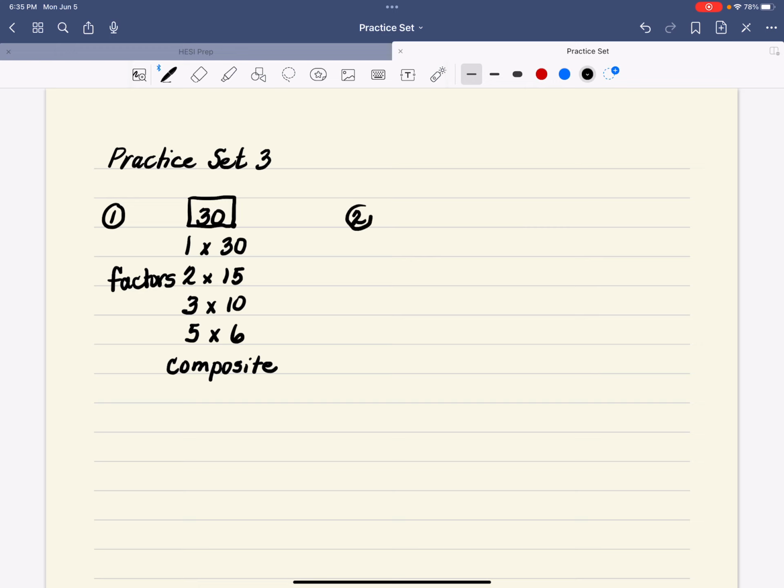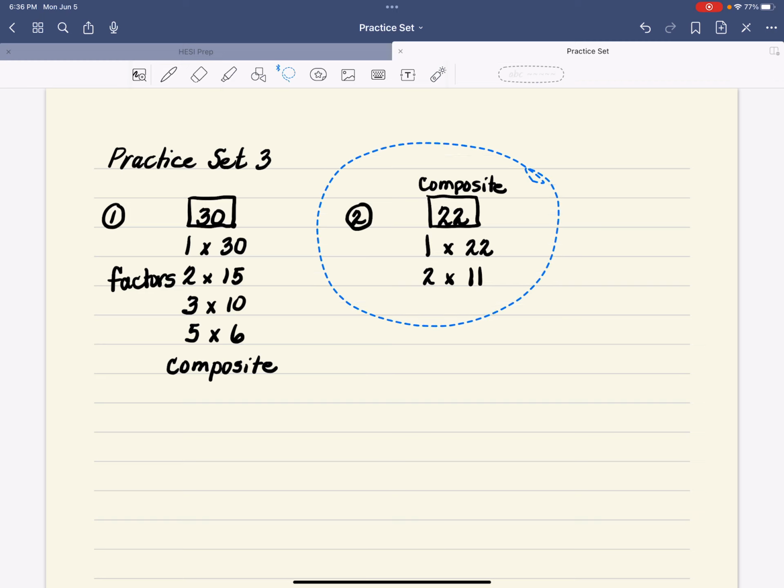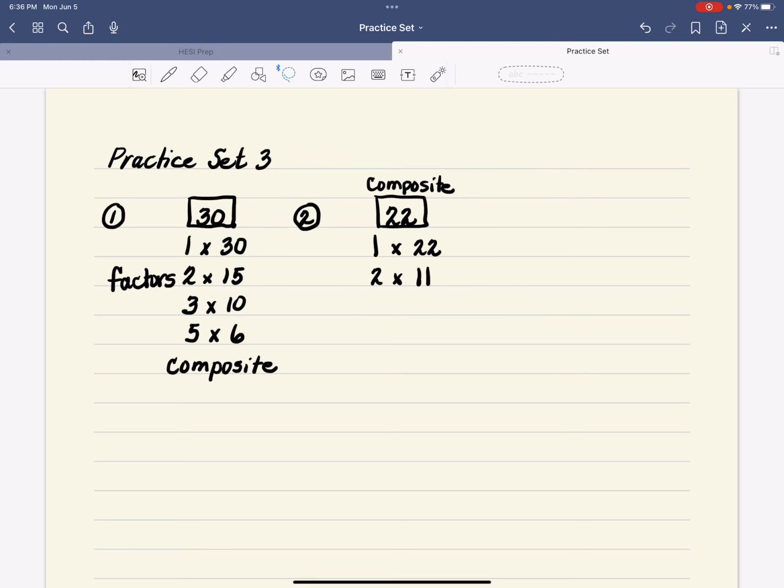Number 2, we have the number 22. So 1 times 22, but we also have 2 times 11. So this is not prime. It would also be a composite number. Let me move that over, and I think I can fit one more right here.